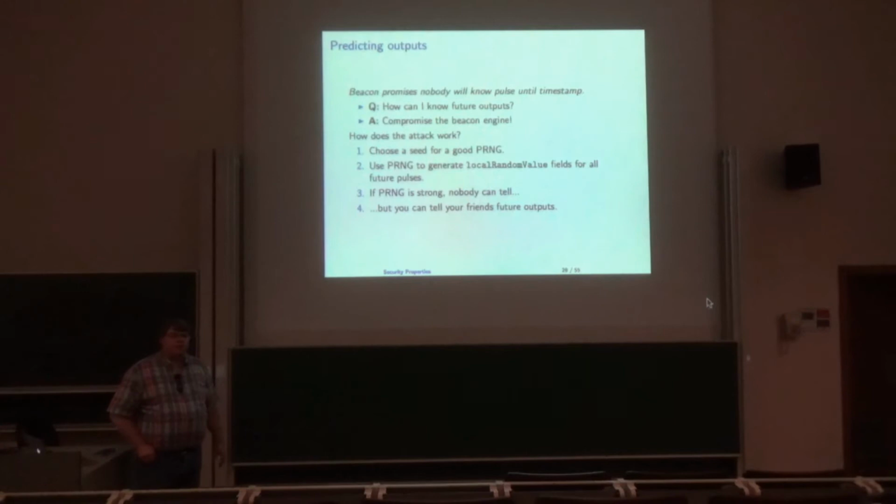So if somebody were using the beacon to run a lottery, this would be really useful, right? If you compromise the engine, you would know the winning lottery numbers forever, right? Don't use it to run a lottery, because I don't think we can do security well enough to prevent an attacker from getting millions of dollars out of it, right? So where do we go from there?